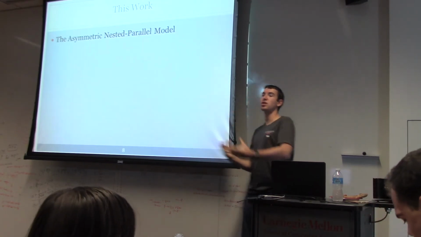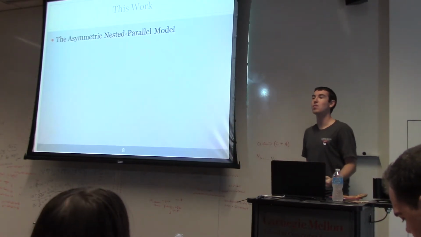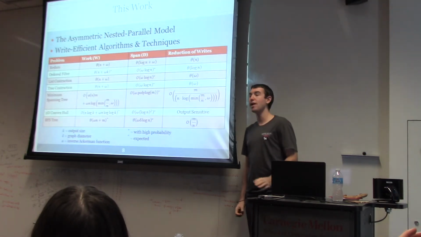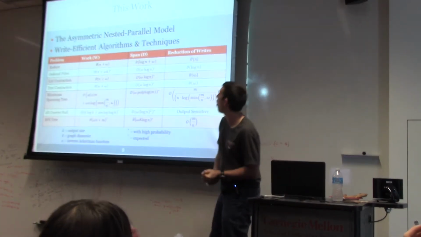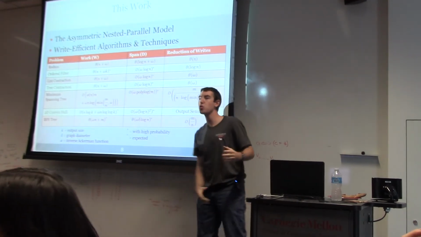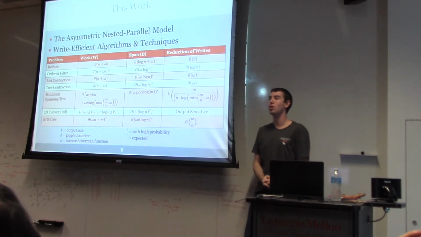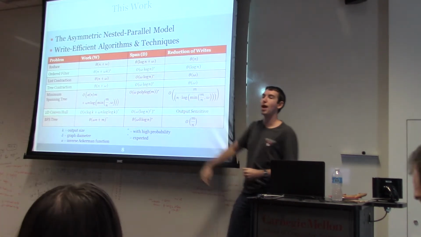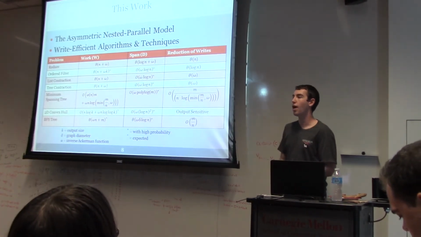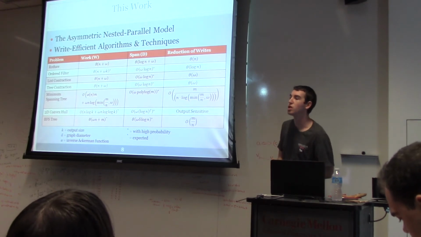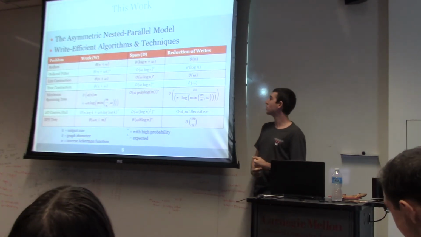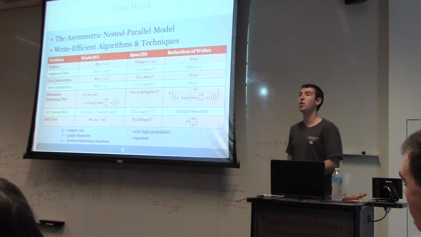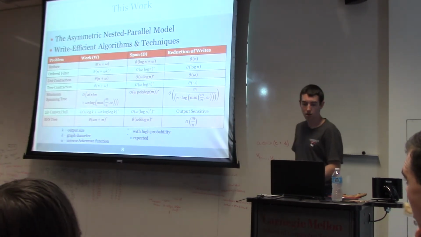So the asymmetric nested parallel model, or asymmetric NP model, is what we're going to be talking about. And then in addition to defining this model, our paper talks about a whole bunch of algorithms. Now, unfortunately, I don't have time to talk about a whole bunch of algorithms. So I'll be briefly discussing tree contraction as an example of how we apply our model and some of the unique techniques in the paper. But if you want any more details about these, again, talk to me offline or read the paper.